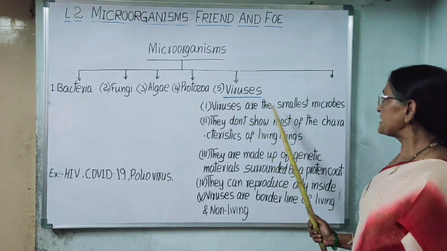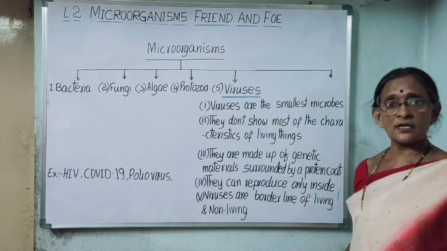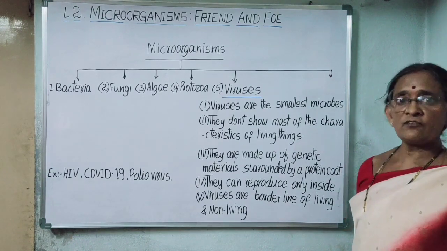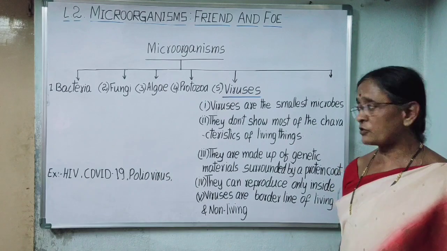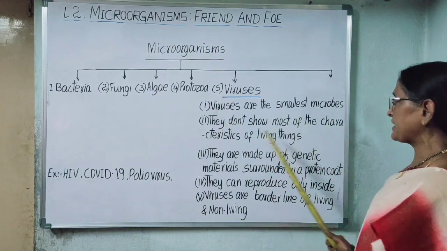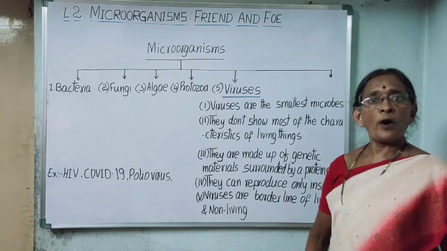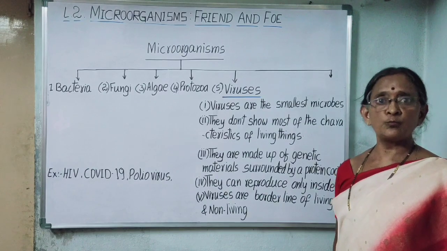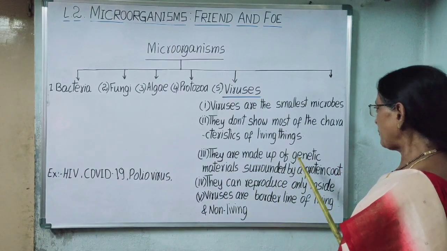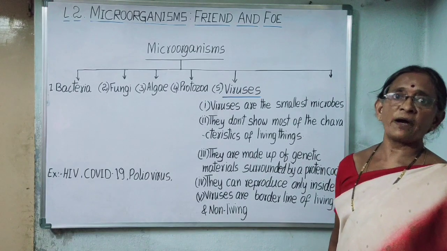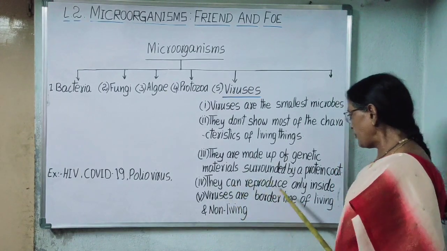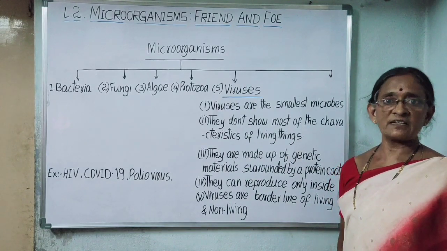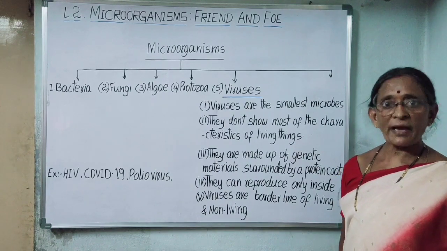Viruses. Viruses are the smallest microorganisms which can be seen only under the electron microscope. They can develop only inside the cells of the host. They do not show most of the characteristics of living things. Viruses do not respire, feed, grow, excrete and move on their own. They are made up of genetic material surrounded by a protein coat. They can reproduce only inside the cells of the host. Host may be a plant cell, animal cell or a bacterium.